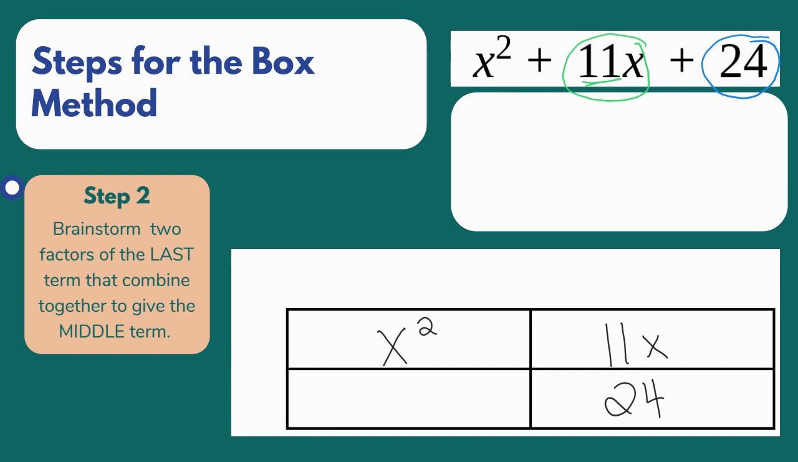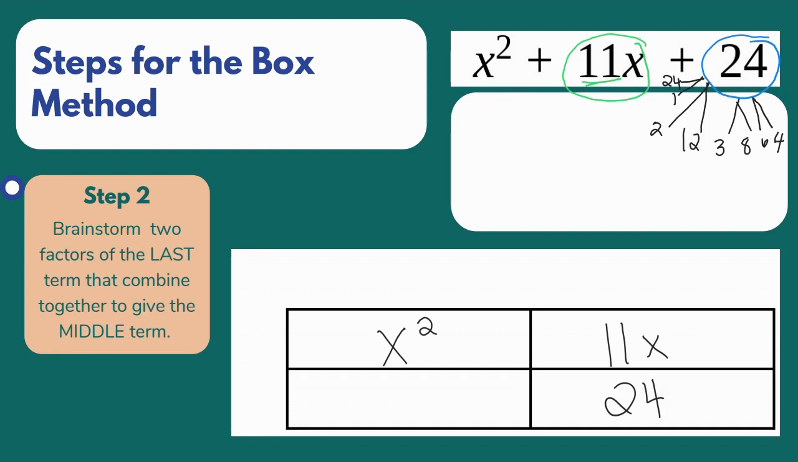So let's start brainstorming some factors of 24. And we've already actually done this earlier in the video. We said that 2 and 12 together will multiply to 24. We also said 3 and 8. We said 6 and 4. And we said 24 and 1.